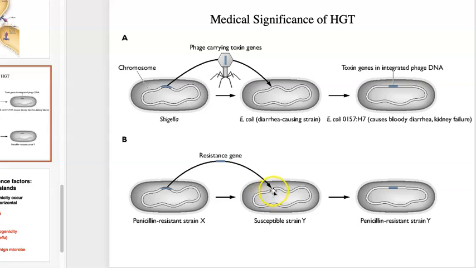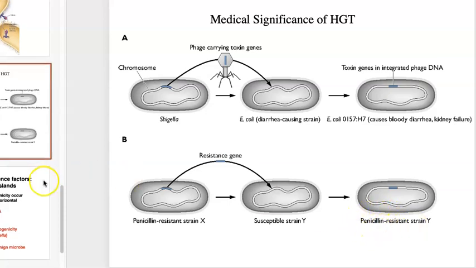The net result is some kind of homologous recombination event of that new DNA into the genome. So you've got a penicillin-resistant strain and the penicillin-susceptible recipient. And as a result, this penicillin-susceptible recipient takes in that DNA and becomes resistant.